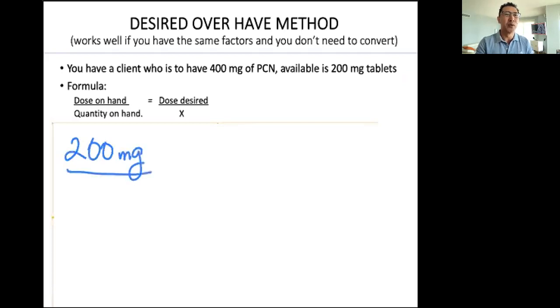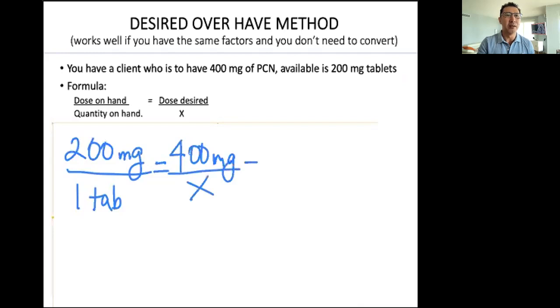Dose on hand is 200 milligrams. Quantity on hand is 1 tablet. That's what it comes with. Equals dose desired. I want 400 milligrams. How many tablets is that? I don't know. I have to work it out. How is this going to work? So now cross multiplication.